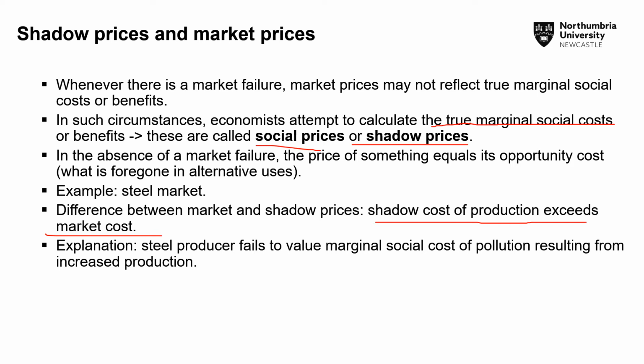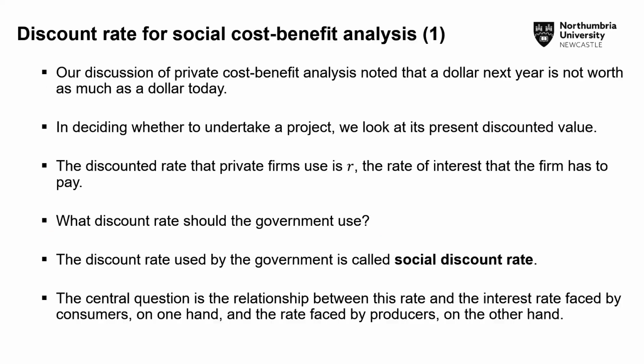So for the steel producer, the marginal private costs are the inputs, whereas for society, it is the inputs that it has to sacrifice for increased steel production plus pollution. In other words, a negative externality. And these externalities are then reflected in the social prices or shadow prices, using that example of a steel producer who pollutes. So now we need to extend our analysis.